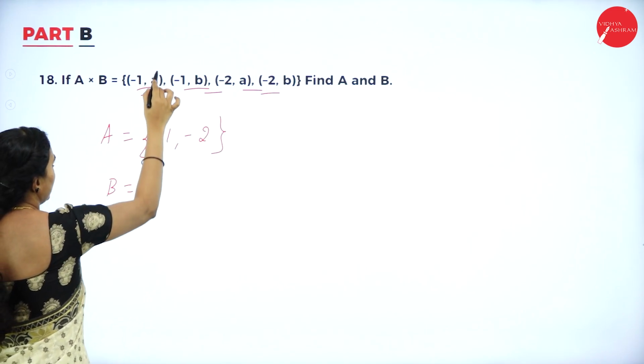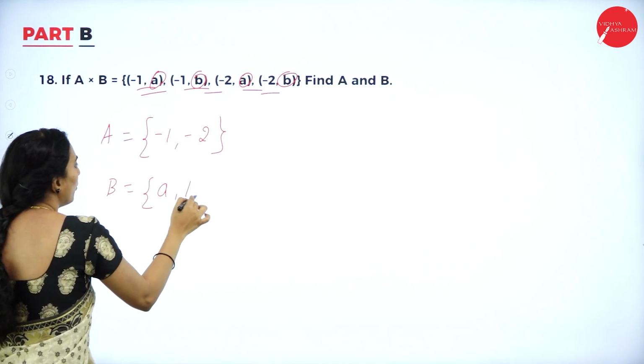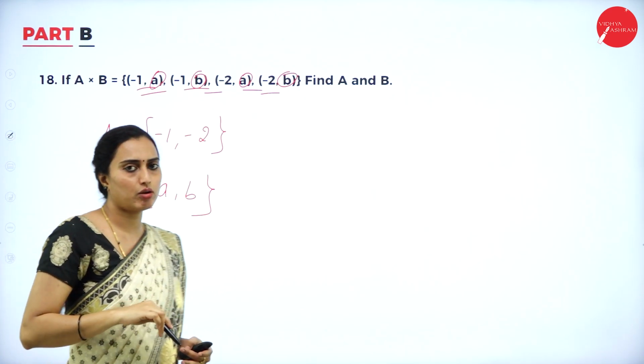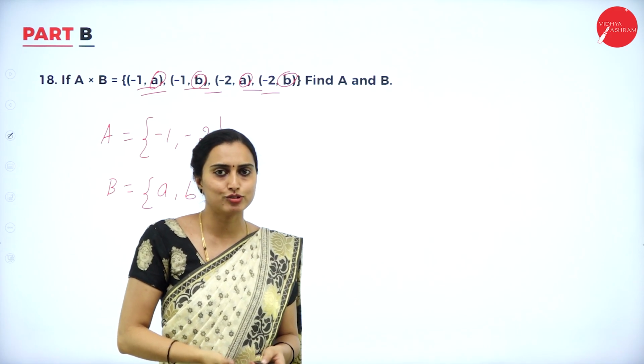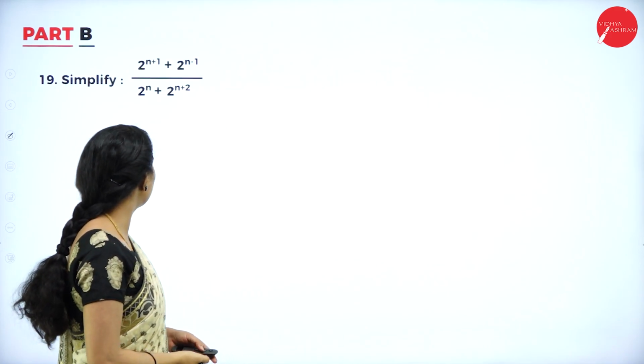So B elements are the second elements. What are all the second elements? Repeated elements are written only one time. So B is equal to {a, b}, like this only you must write. So this gives you 2 marks. Okay. Now we'll be moving on to the next question.